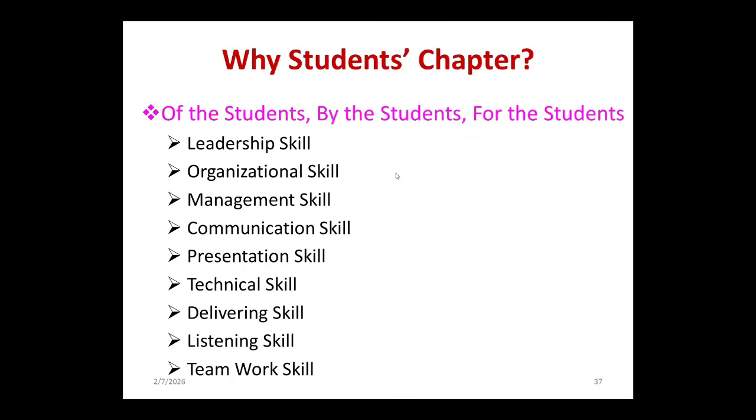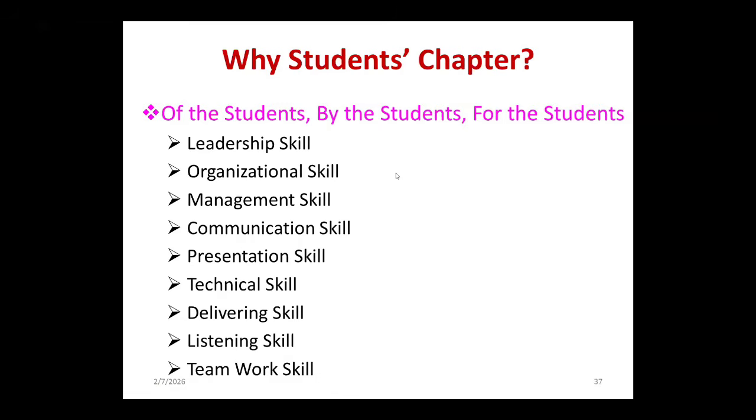Like our democracy, which is of the people, by the people, for the people, the concept in a student chapter is of the students, by the students, for the students. Each and every activity will be run, managed, and performed by students only. All the leadership skills you can observe on the screen, like organizational skills, management skills, communication skills, presentation, technical, delivering, listening, and teamwork skills, are categories of leadership skill, and they can be achieved by becoming a member of a student chapter.